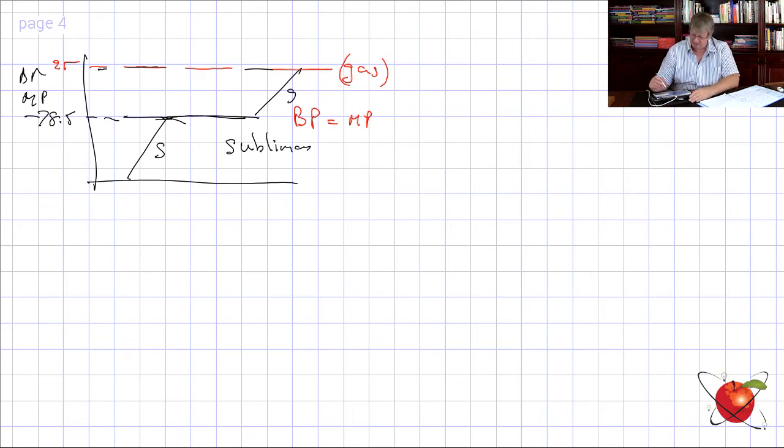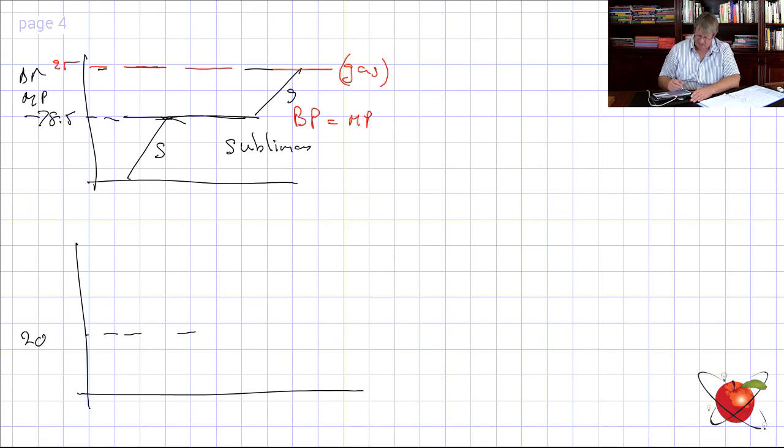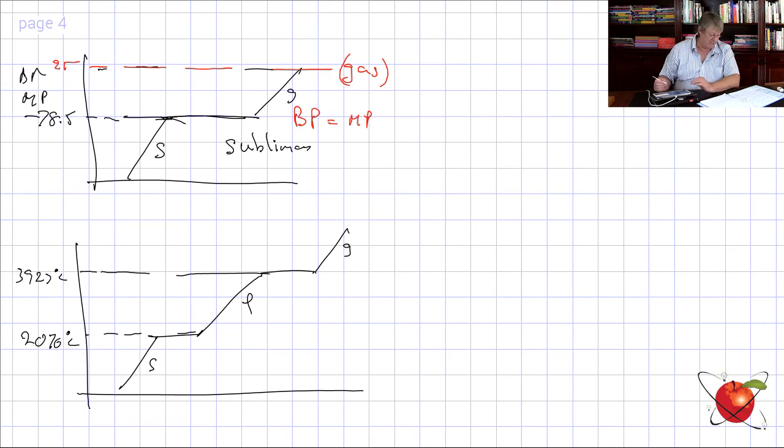Right. Let's have a look at the next one. 2076 to 3927. I've taken these because they're very high numbers. That's a heck of a temperature, right? So this is where it becomes a gas, a liquid, and a solid down there. And we are at 2200, so we are slap bang in there, up there, which means we are a liquid in this case.